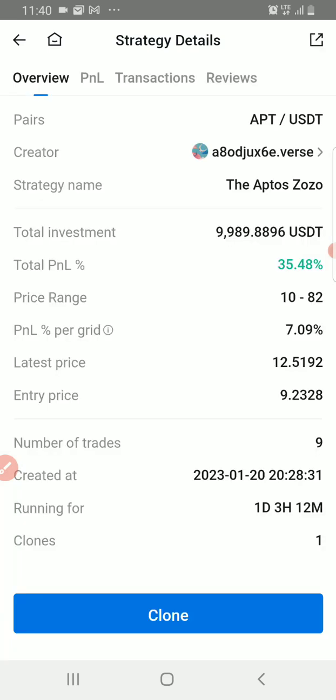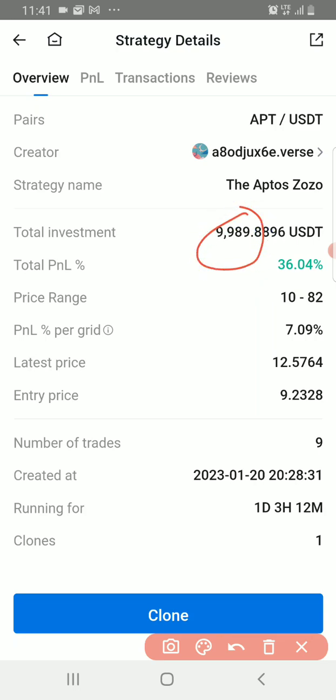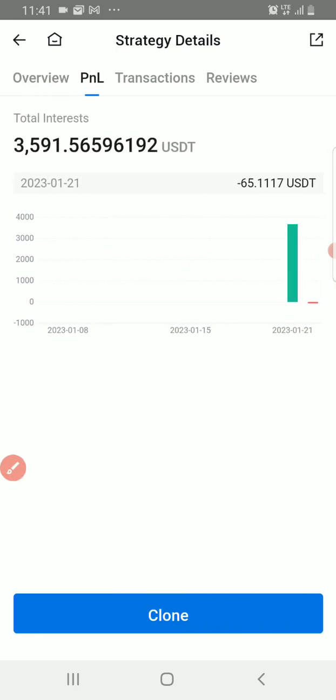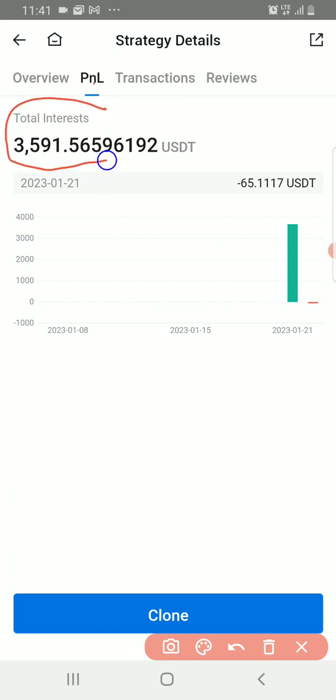This is his own strategy, and as you can see, this person has made 36% ROI. He has made 36% profit of his capital, and you know that this person is using 9,000. So let's even see how much this guy has made thus far. So we can see right here, this person has made total interest of $3,591. Is that sweet, right? Sweet money, fresh money, simple.